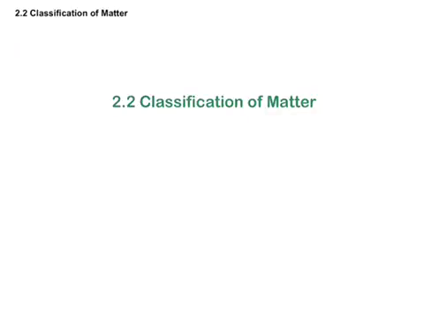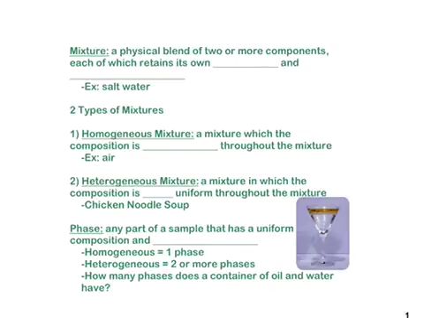Now that we've talked about physical properties of matter, we're going to look at how matter gets classified. So one of the first ways that matter is classified is that it can be a mixture, and there are two types of mixtures. We have homogeneous mixtures and heterogeneous mixtures. And a mixture is a physical blend of two or more components, each of which retains its own identity and properties.